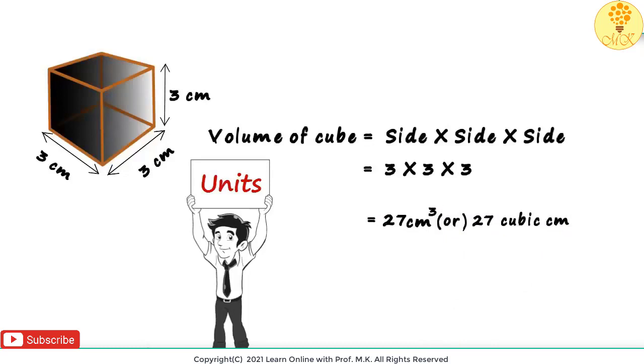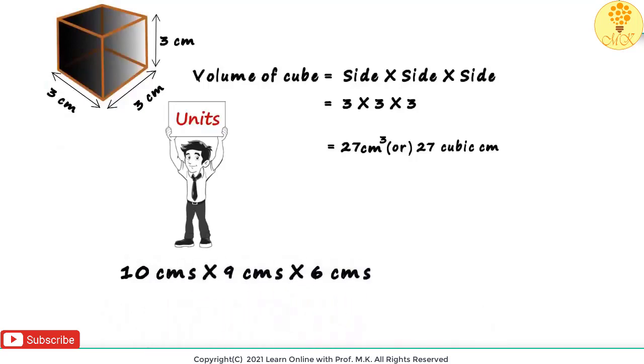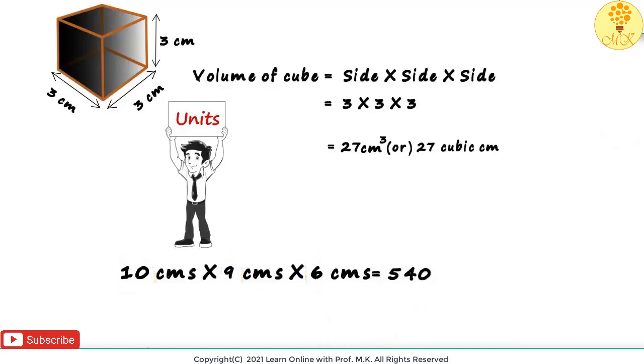So we can see that when 3 lengths are multiplied, we utilize the concept of cubes. Let's understand another straightforward example. Solve 10 centimeters multiplied by 9 centimeters multiplied by 6 centimeters. Multiplying the lengths gives us 540. We did not use the concept of cubes here as we have 3 different numbers. But multiplying the units gives us centimeters cubed. So the answer can also be written as 540 cubic centimeters. So whether it's squared or cubed, the units also differ accordingly.